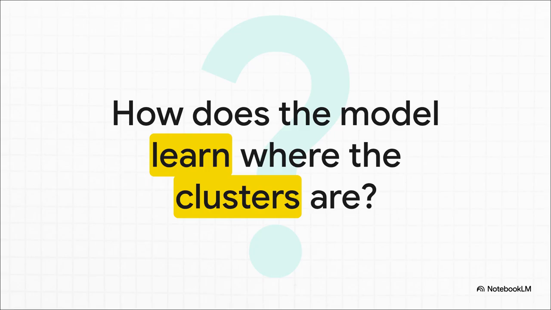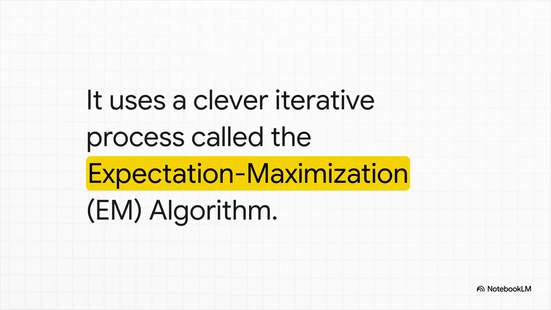Okay, so we get it. The model's flexible. That's cool. But how does it actually learn this stuff? It's not like it has an answer key. How does it start with this big jumble of data and end up with these neat, well-defined clusters? It uses this really clever two-step dance called the Expectation-Maximization algorithm, or just the EM algorithm. This thing is basically the engine under the hood of the GMM.